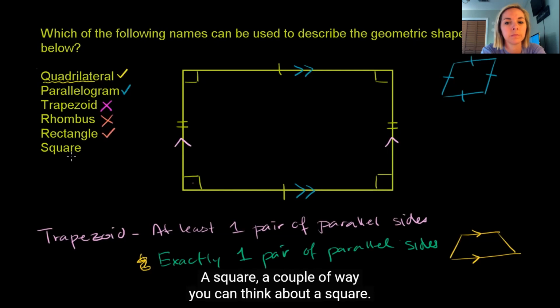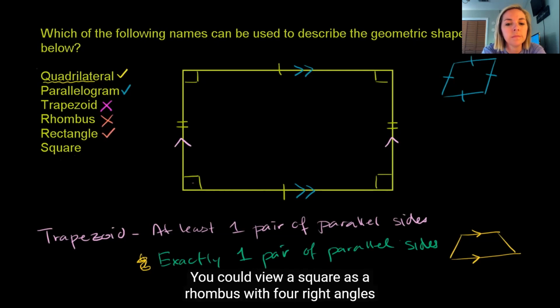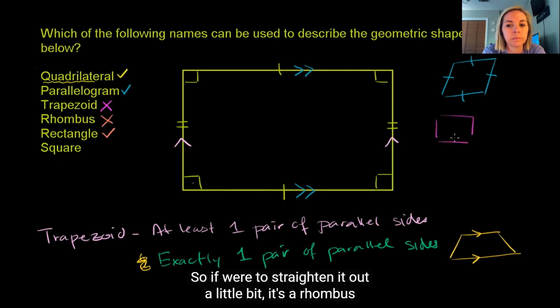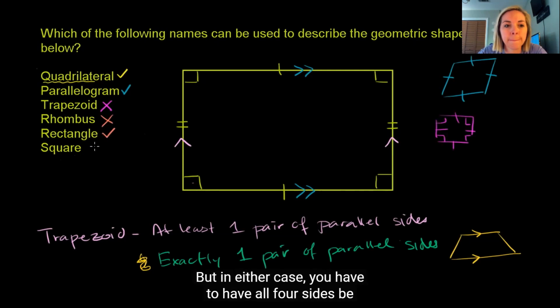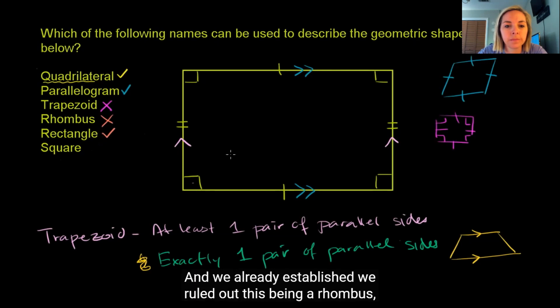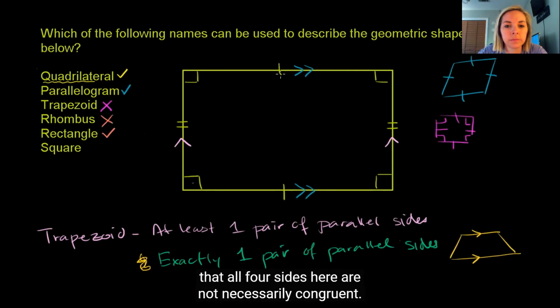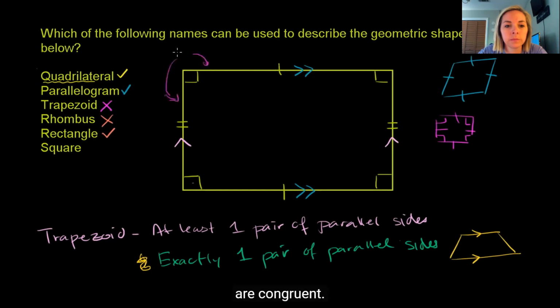A square, there are a couple of ways you could think about a square. You could view a square as a rhombus with four right angles. So if you were to straighten it out a little bit, it's a rhombus, so all four sides are the same, and you have four right angles. That's one way to think about a square. Or you could view it as a rectangle where all four sides are congruent. But in either case, you have to have all four sides be congruent in order to be a square. And we already established when we ruled out this being a rhombus that all four sides here are not necessarily congruent. You have two pairs of congruent sides, but we don't know whether this side and this side are congruent. So we cannot call this a square.